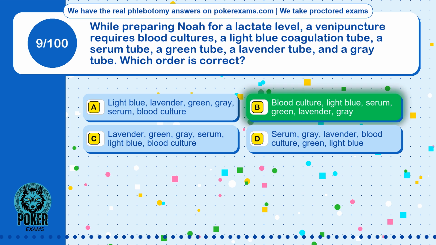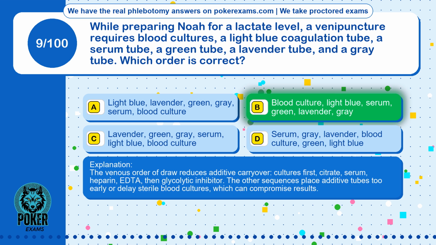The correct answer is option B. Blood culture, light blue, serum, green, lavender, gray. The venous order of draw reduces additive carryover: cultures first, citrate, serum, heparin, EDTA, then glycolytic inhibitor. The other sequences place additive tubes too early or delay sterile blood cultures, which can compromise results.